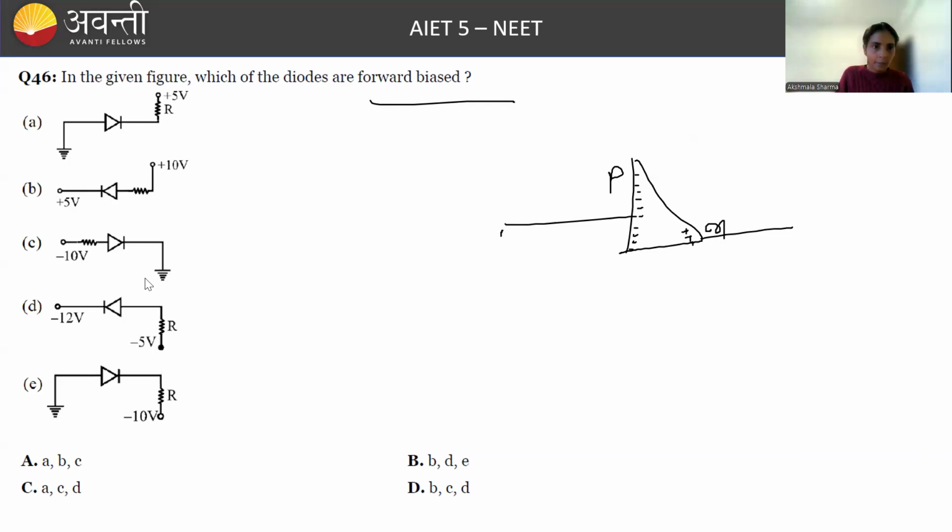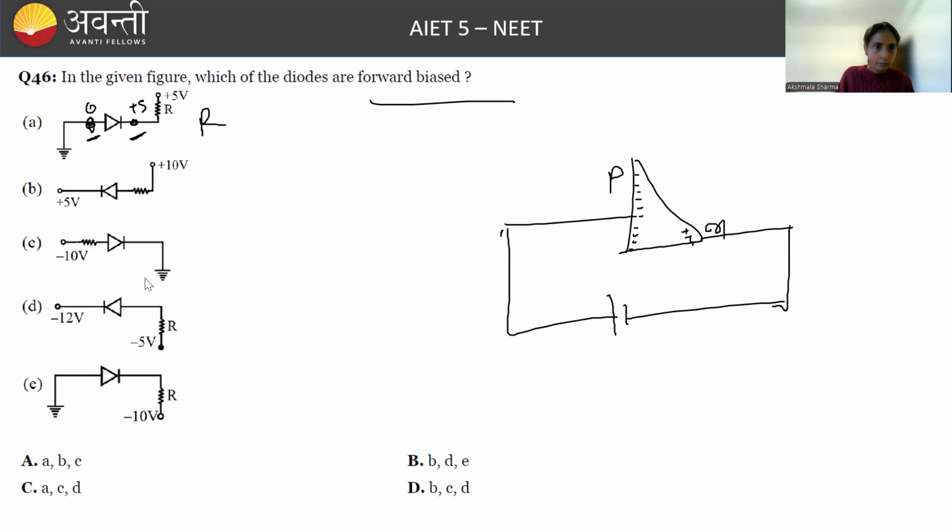In the first case, potential of this side is 0 and potential of this side is, let's say, +5, higher than that of 0. So if you look here carefully, the p side has a lower voltage than the n side. So this is reverse bias. The p side should be connected to the positive terminal, that is, to the higher voltage side, which is not the case over here. So this is reverse bias.